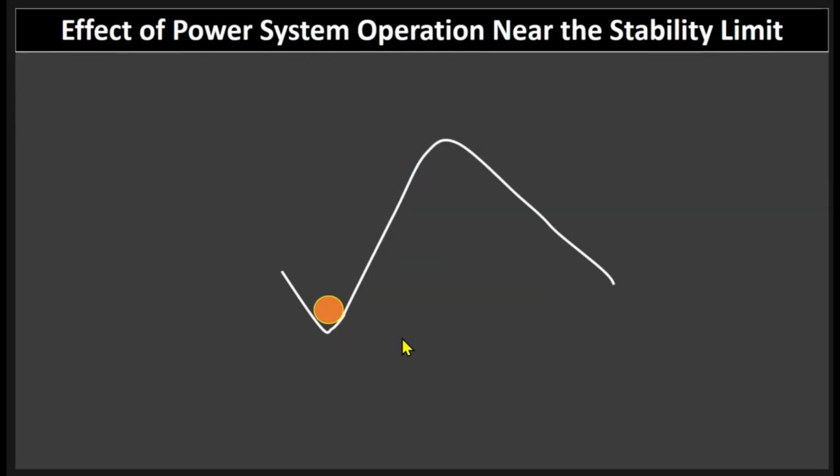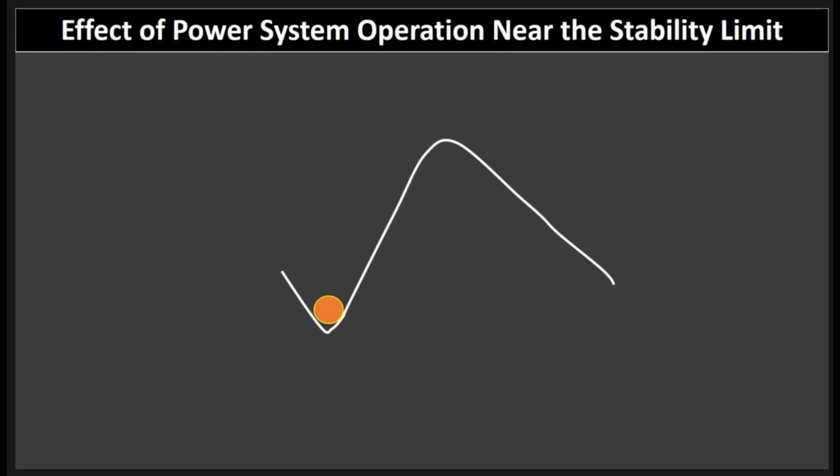Now we will see the effect of the power system operating near the stability limit, that is, the steady state stability limit. To understand this, we use the valley and mountain analogy. This is the valley and this is the top of the mountain. First, imagine the football is resting in the valley. When you kick the football, it will climb to some extent and then come back and go to the next side and finally come back.